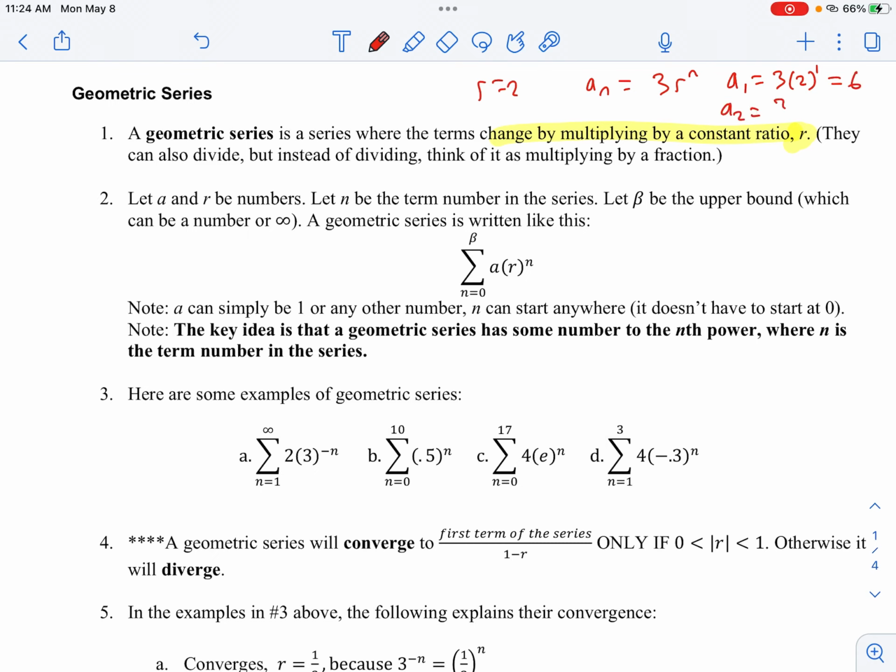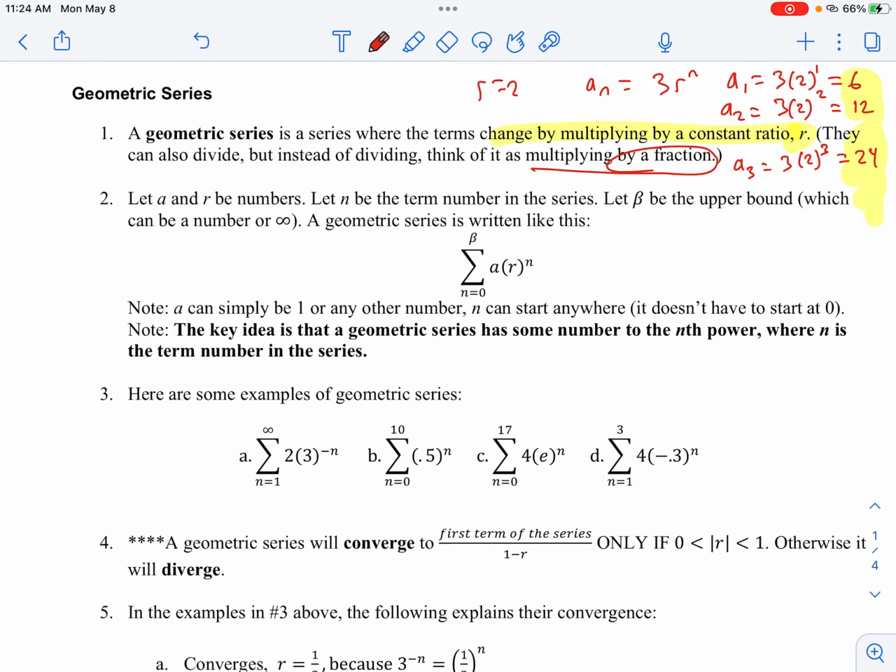My second term would be 3 times my constant ratio or common ratio 2 squared, because now we're on the second term, so 3 times 4 is 12. My third term would be 3 times the ratio to the third power, 3 times 8, 24, and so on and so forth. Now, we don't care about sequences like that, we care about series, so we would be adding those numbers together, 6 plus 12 plus 24, going on however far we need to go, usually to infinity. Now, geometric series can also divide, but instead of thinking dividing, think of your r as being a fraction.